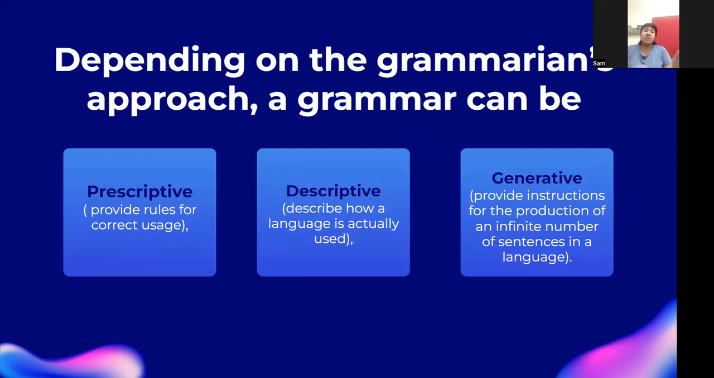Okay, depending on the grammarian's approach, a grammar can be prescriptive, descriptive, or generative. Prescriptive means providing rules for correct usage. Descriptive is for describing how a language is used. And generative is providing instructions for the production of an infinite number of sentences in a language.